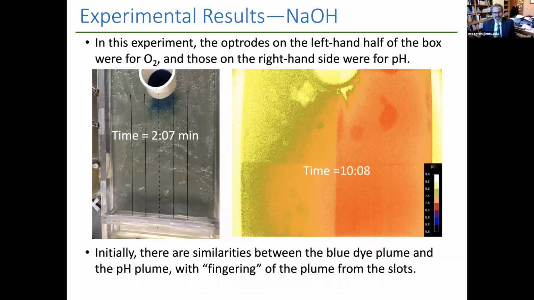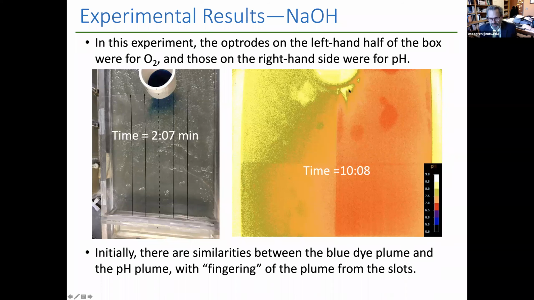So in this case, sodium hydroxide, half of the box had optrodes for pH, so the right-hand side is shown here. You can see the background color is, to me, kind of an orange-red, so that's around pH 7-ish, 7 to 7.5. And you can start to see this yellow zone coming out here. So we're getting above pH 8.